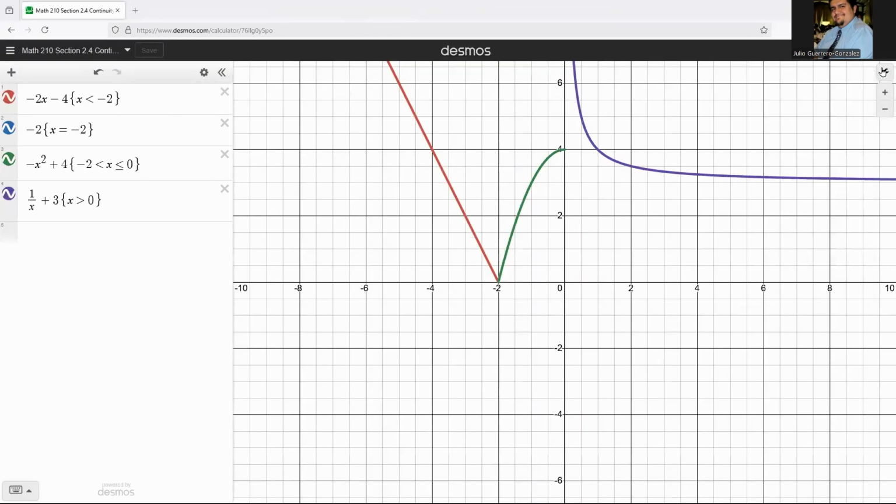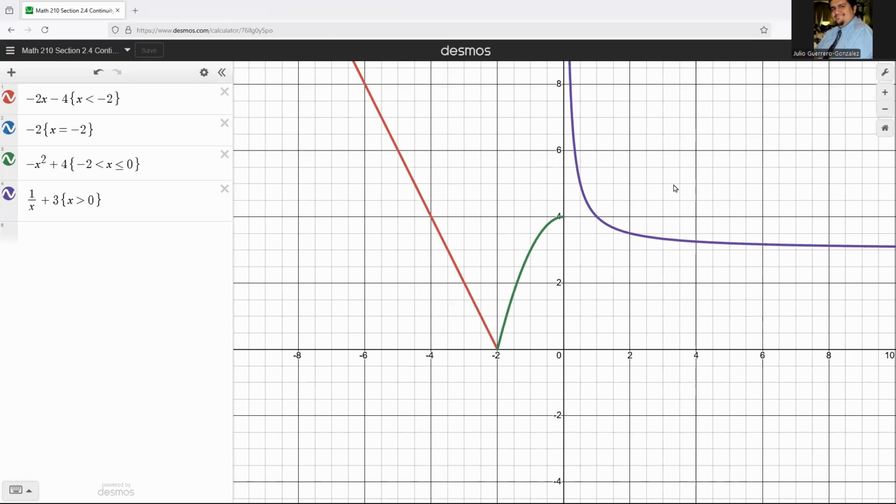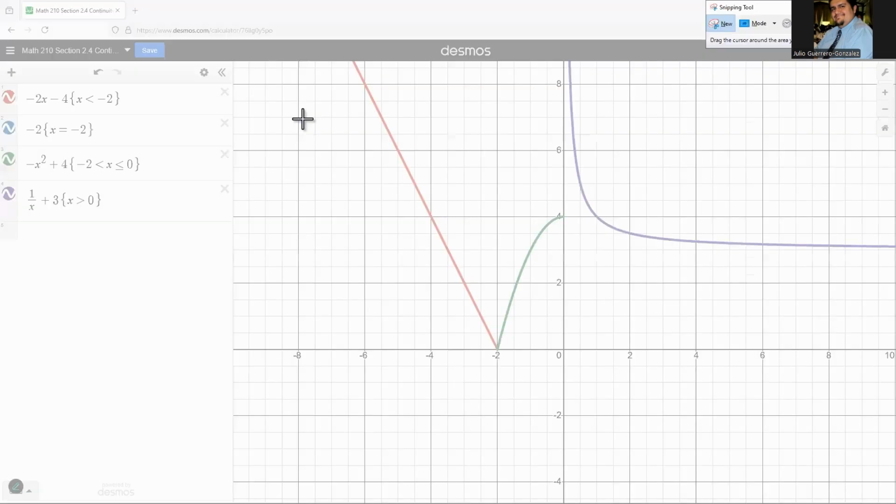Here it is. This is the graph that I need. So what I'm going to do is come down here and get the snipping tool. There it is. I'm going to take a picture of this and superimpose it over the top of our thing.